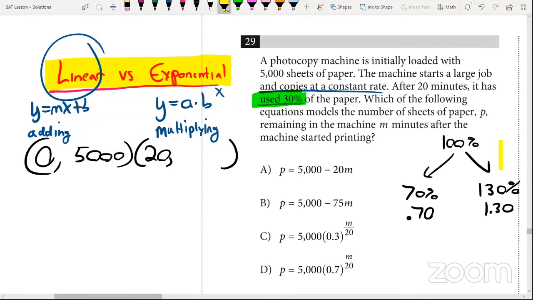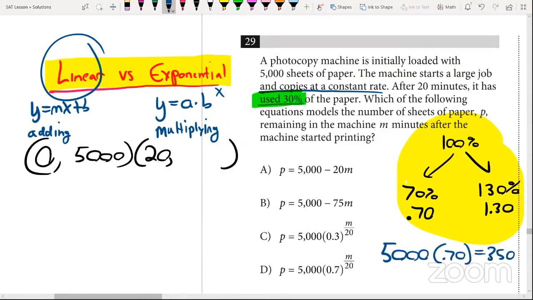So here we're losing 30%, we're using 30% of the paper. So in order to find out how much paper is left, we actually have to take 5,000 and multiply it by 0.70, which is going to give us 3,500. So after 20 minutes, there are 3,500 sheets of paper left.